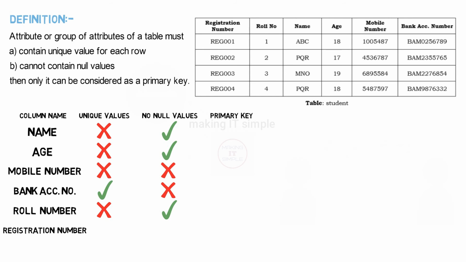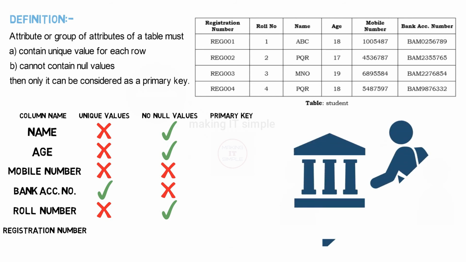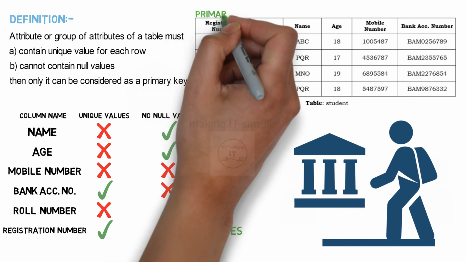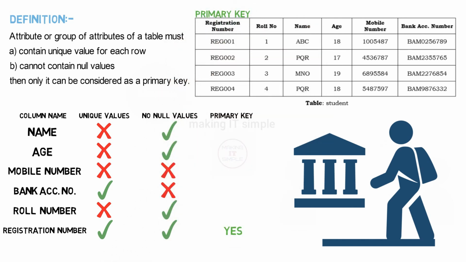Last one is registration number. When you take admission to school, college or university, you get a registration number which is unique for each student who takes admission. So the value of this attribute does not get repeated, and without a registration number you cannot get admission, so it will never contain null value. So we can finally state that the registration number attribute can be a primary key, and we can uniquely identify a row using it. So in each table, such a column which fulfills both these requirements can become a primary key.